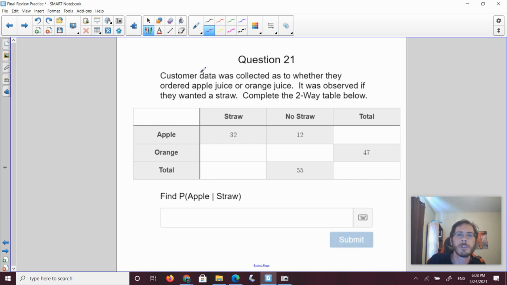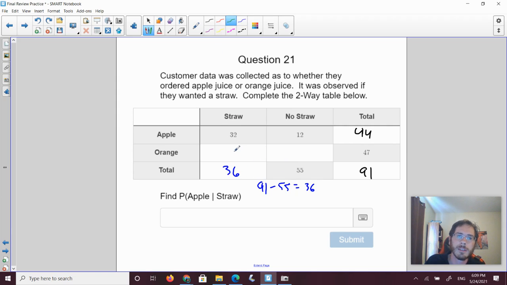All right, for 21, we have the two-way table here. So we're going to fill in the whole two-way table. To get to the totals, we just want to add 32 plus 12. So that's 44. I want to add to the bottom, so 44 plus 47 is 91. Now, if I want to go backwards, I need to subtract. So 91 minus 55 is going to give me what I need over here, 36.